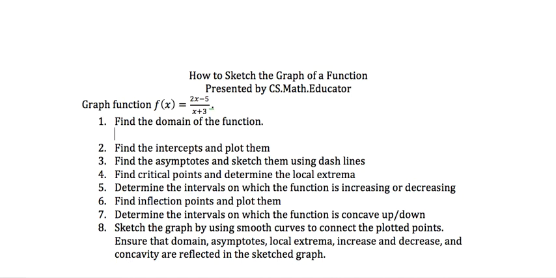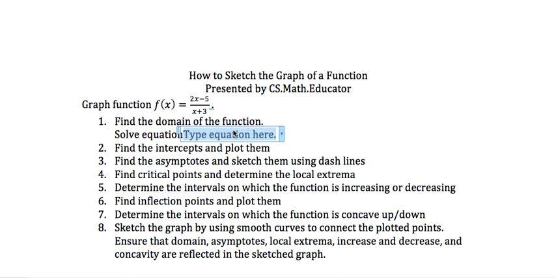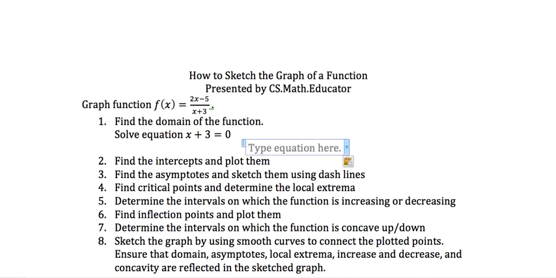To find the domain of the rational function, we only need to find all the x that make the denominator equal 0. Then the domain of the function is all real numbers except those x that make the denominator equal 0. So we will solve the equation x + 3 = 0. Of course, this equation is very easy to solve. We know the solution is simply x = -3.